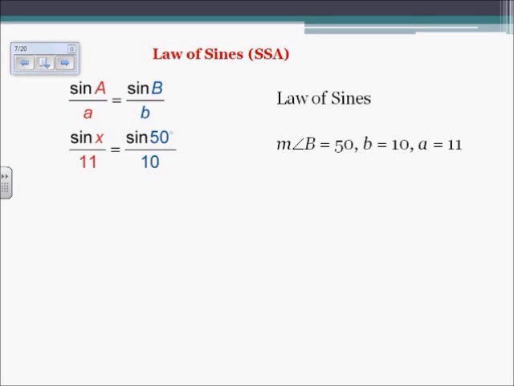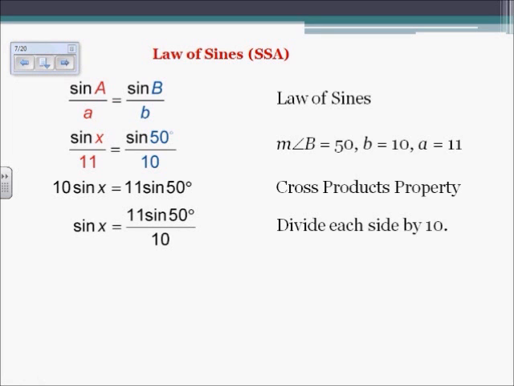Same rules apply. We'll cross multiply. We'll be left with 10 sine of x is equal to 11 sine of 50. To get x by itself, we need to divide by 10 first. So we'll have sine of x is equal to 11 sine of 50 over 10. And just like we had to do before with the inverse trig functions to get rid of a sine, we're going to have to do the same thing here. So on both the left and right side of the equation, we're going to have to take sine inverse.